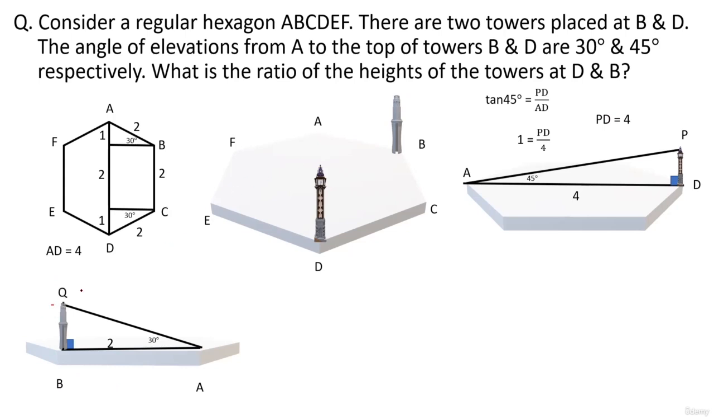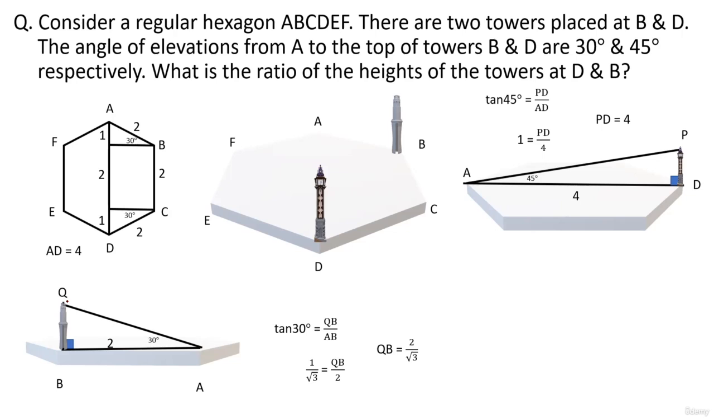Okay. So taking this point as Q, we apply tan 30 in triangle ABQ and we get tan 30 equals QB divided by AB. AB is 2 and tan 30 is 1 by root 3. So from here we get the value of QB as 2 by root 3. QB is the height of the tower at point B.